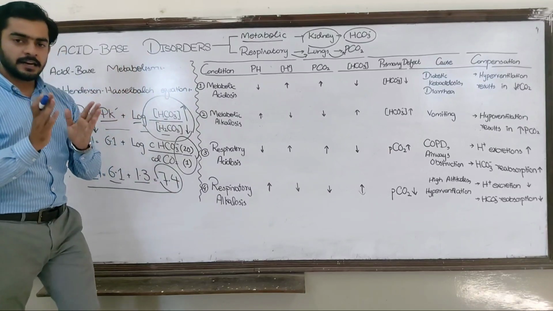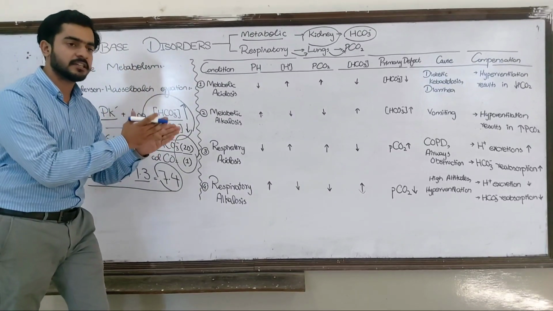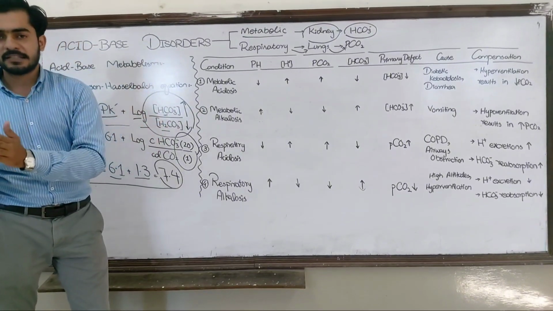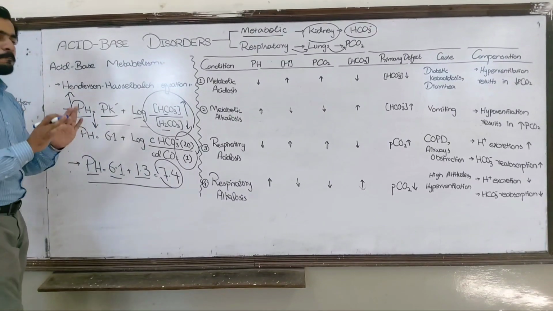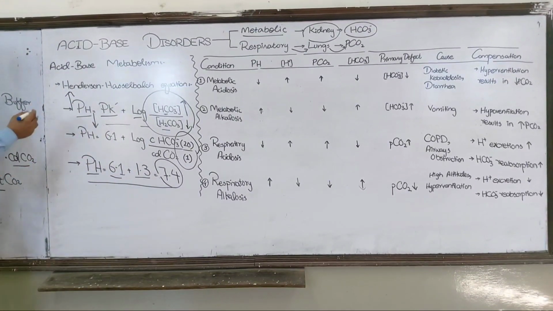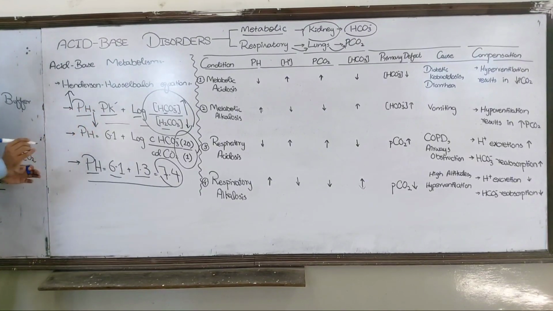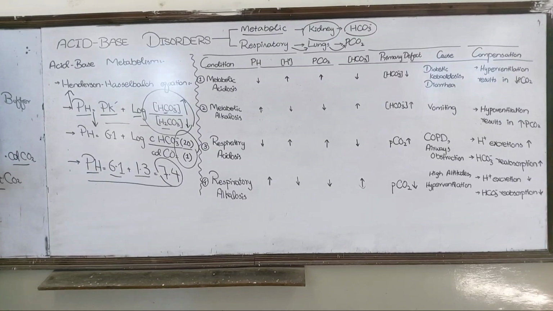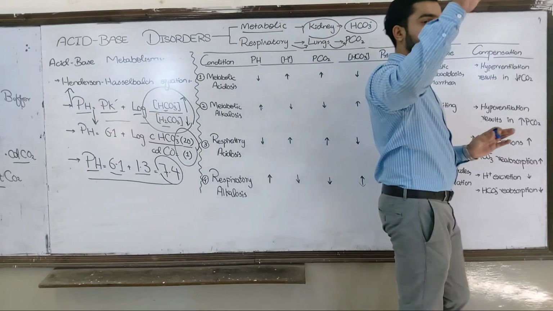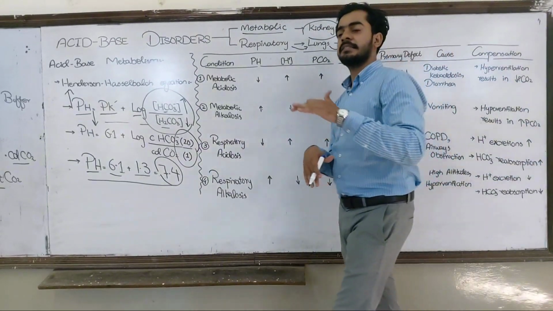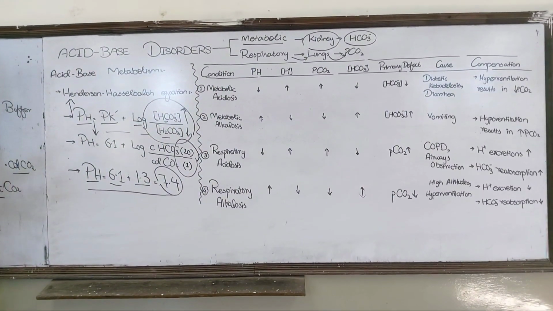Now, there are two major conditions, acidosis and alkalosis, which can be further divided into metabolic acidosis, metabolic alkalosis, and respiratory acidosis and respiratory alkalosis. First of all, let's just see the basic alkalosis. Alkalosis means increase in the pH and acidosis means decrease in the pH. Now there are only two conditions in our body. The first one is acidosis, that means decrease in the pH, and the other one is alkalosis, that means increase in the pH.